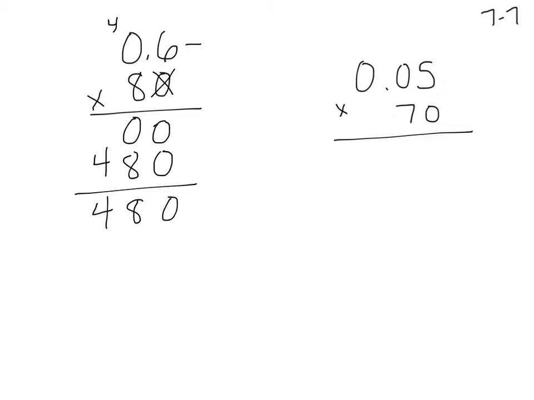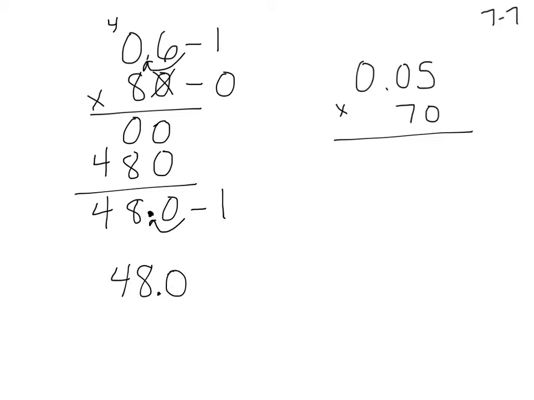Up here, we went over one place value. This went over no place values. So in my answer, I need to go over 1, which means I need to have a decimal point here, which is the same thing as saying 48. But because we have a decimal point in the problem, we can leave that decimal point like that.